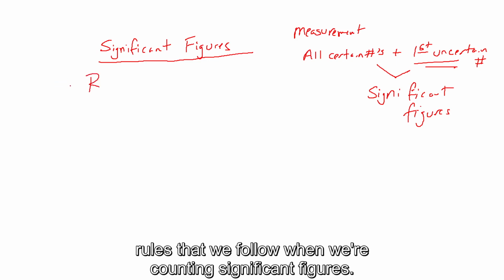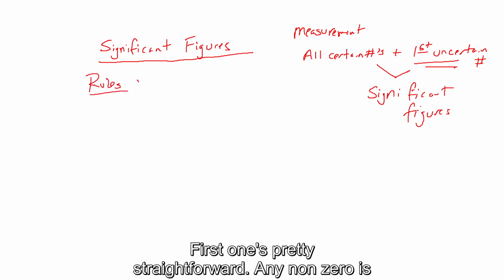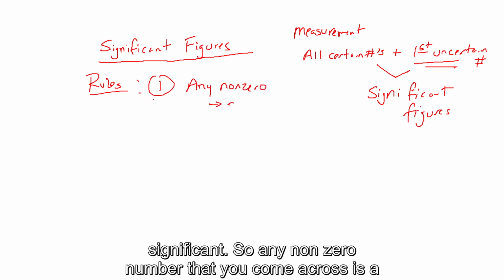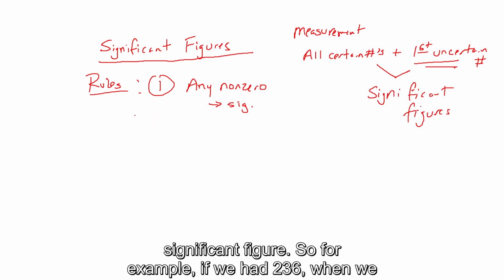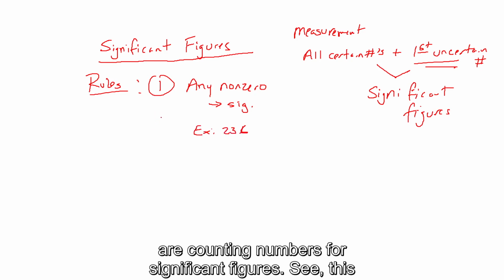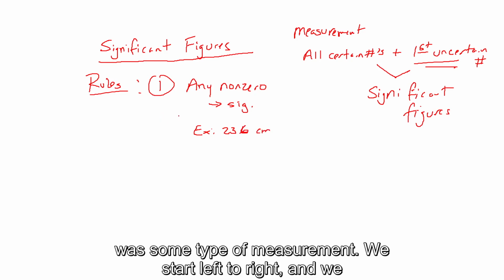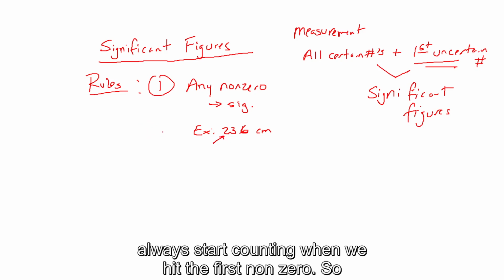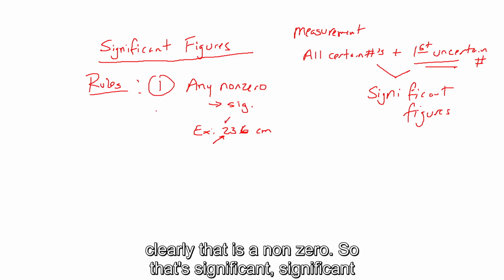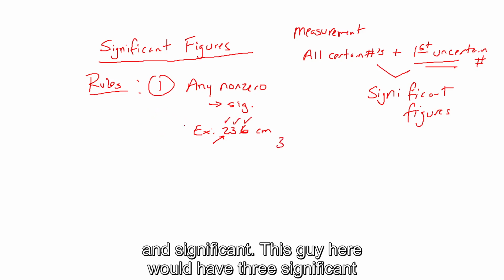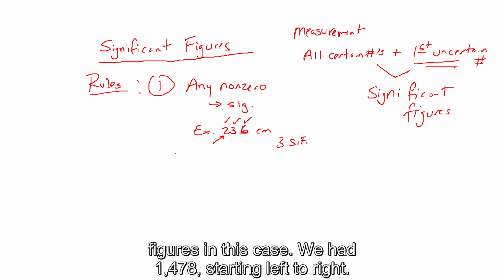There are several rules that we follow when we're counting significant figures. The first one's pretty straightforward. Any non-zero number is significant. So for example, if we had 236, say this was some type of measurement, we start left to right, and we always start counting when we hit the first non-zero. So that is significant, significant, and significant. This guy here would have 3 significant figures.